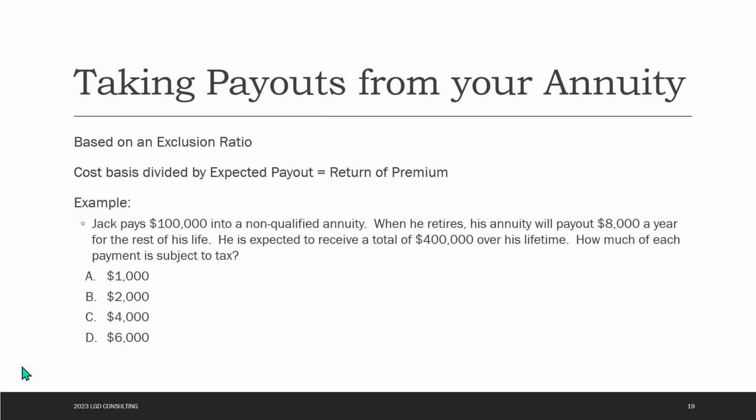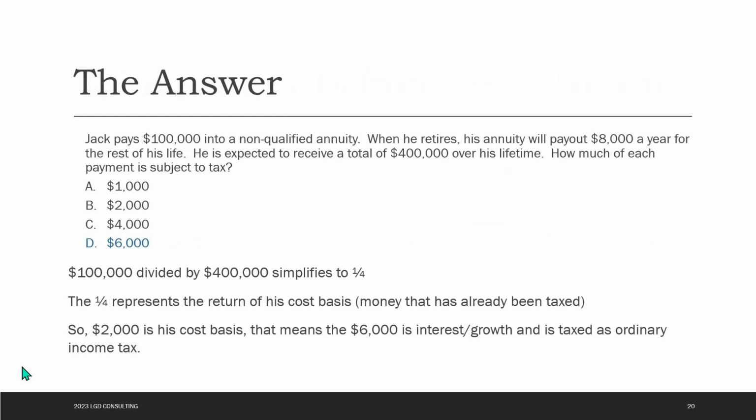And so what you do is you calculate his cost basis, which is how much he paid in, and that gives you that. He paid $100,000 into it. And you divide that by his expected return. Well, he's expected to get $400,000 out. So 100 divided by 400 simplifies to 1/4. That means if he's getting $8,000 a year, 1/4 of that $8,000 is excluded from tax. That means $6,000 is going to be subject to tax, and that's what you're looking for.